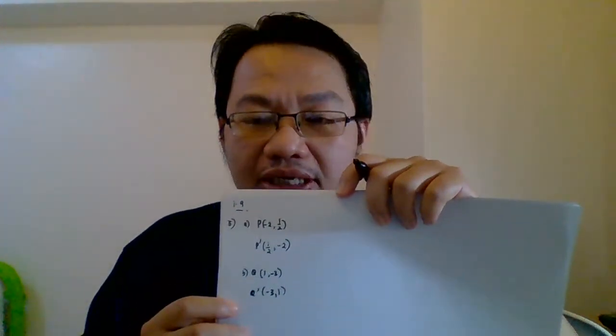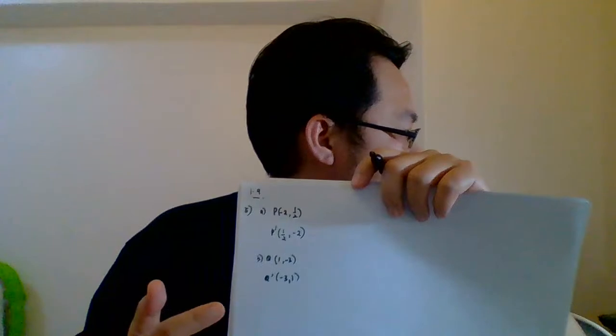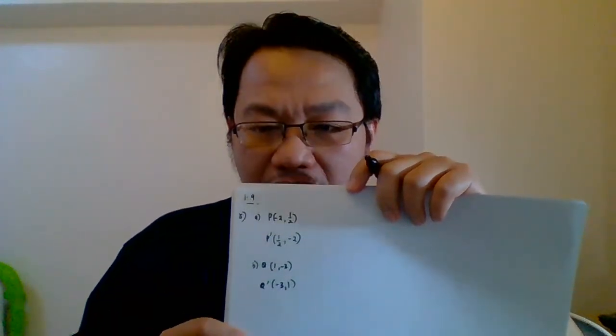So now that is number 1. How about B? Let's do B. Q is 1, negative 3. So the Q prime will be negative 3, 1. We just terbalikkan the coordinates to find the inverse point. That's all. For your information, soal exam maybe like this only, but this is only 1 mark sajalah. So I skip the number 5.